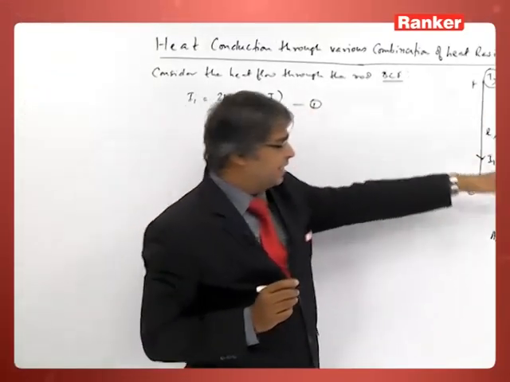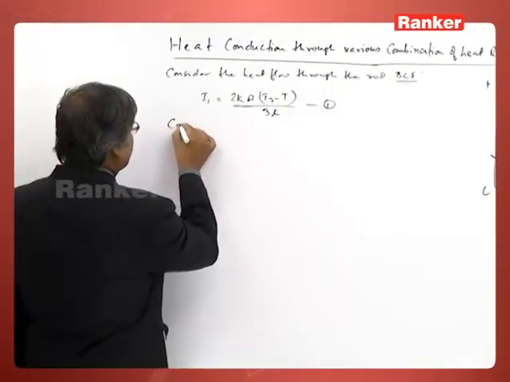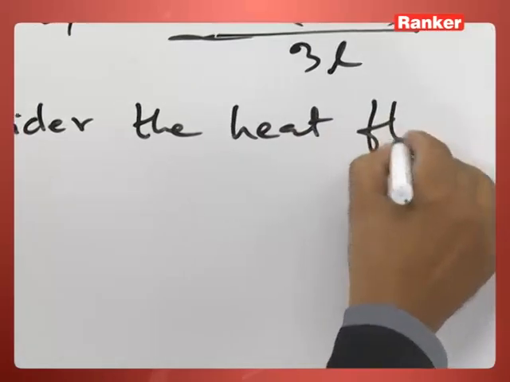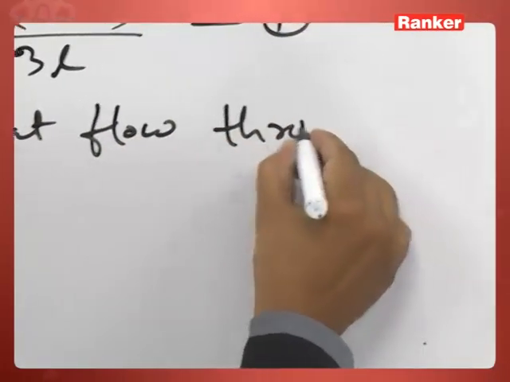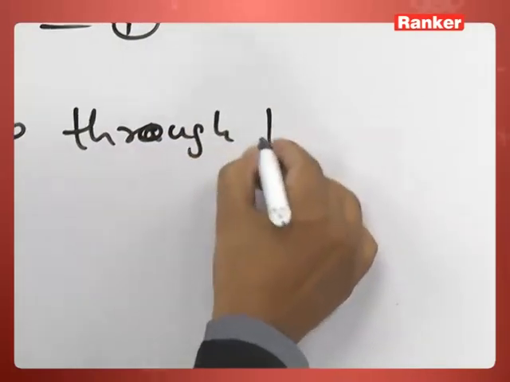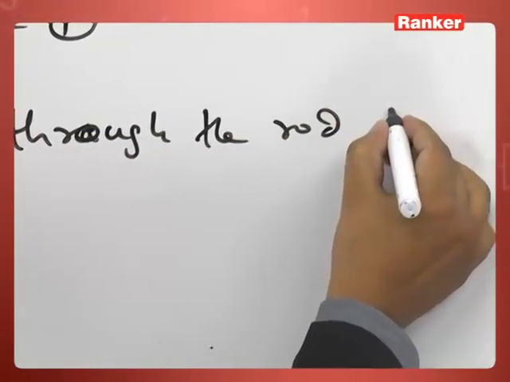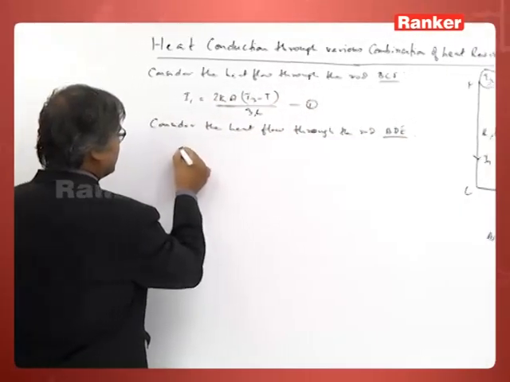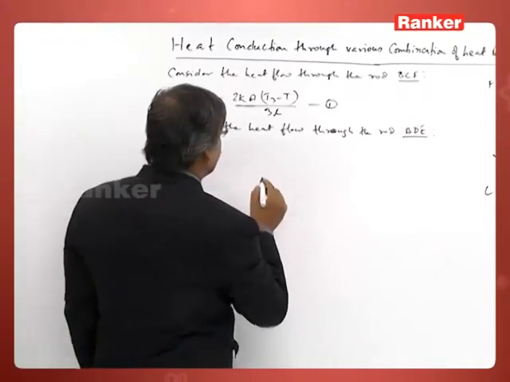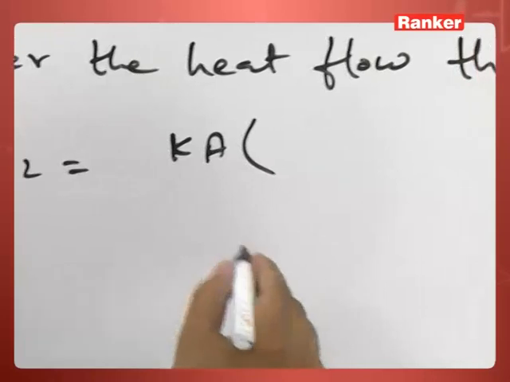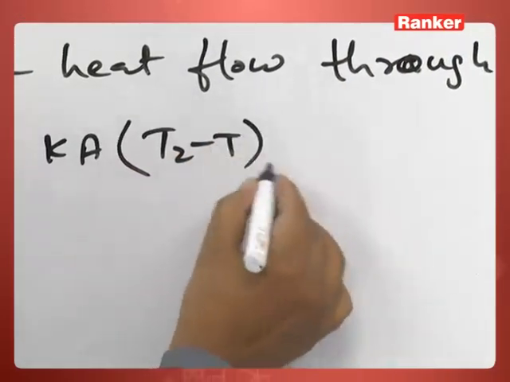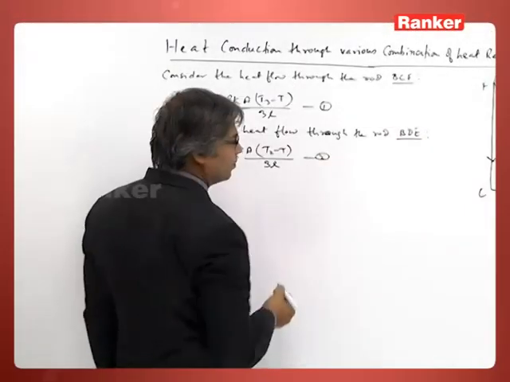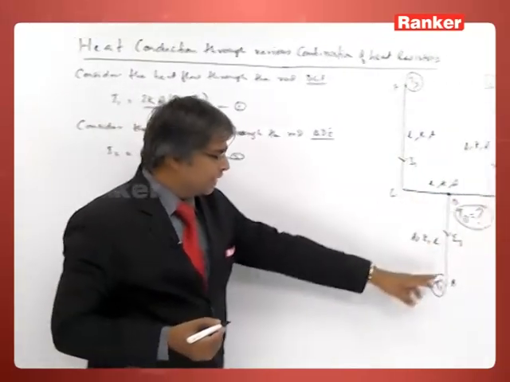Similarly, I will consider the EDB rod. So, consider the heat flow through the rod BDE, this rod. So, the heat current is I2, that is equal to K A, the temperature difference T2 minus T, by again the length 3L by 2. So, this is equation 2. Now, the heat flow is I3.